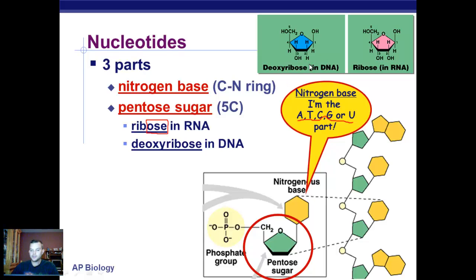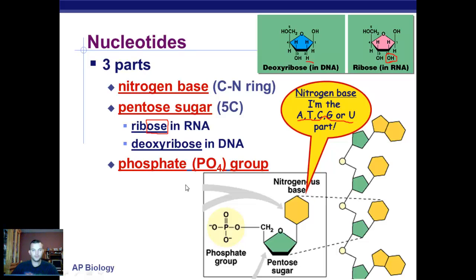I'm going to give you a second, and I'll be quiet, to see if you can figure out the difference between ribose, which is found in RNA, and deoxyribose, which is found in DNA. Hopefully what you're able to find is right there: there's an additional hydroxyl group on the second carbon of the ribose molecule of the RNA.